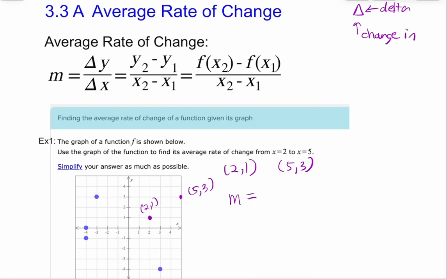Now it's customary to call the left one (x1, y1) and the rightmost point (x2, y2), but you don't have to, just as long as you're consistent. And we're going to go 3 minus 1 over 5 minus 2. So the average rate of change between 2 and 5, once we find the points, label them, and do the slope, is 2 over 3. And if it's a fraction, just reduce it as much as possible.